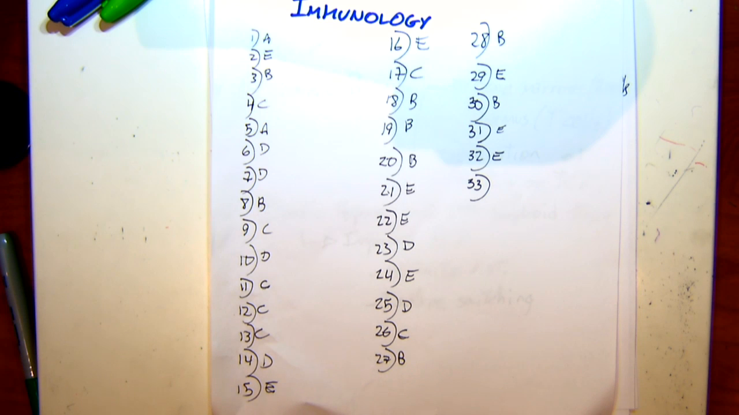Just fun fact, in your positive selection process, I think we kill like 98% of the thymocytes that we create. So it's a pretty selective process. So it's kind of like getting into, I don't know, Harvard or something like that. It's pretty hard. So 33 is true.